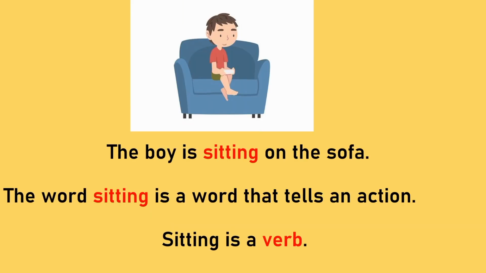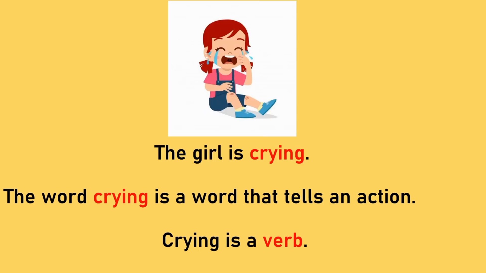The boy is sitting on the sofa. The word sitting is the word that tells an action. Sitting is a verb. So here sitting is a verb. The girl is crying. The word crying is a word that does an action. Crying is a verb. So here, crying is a verb.